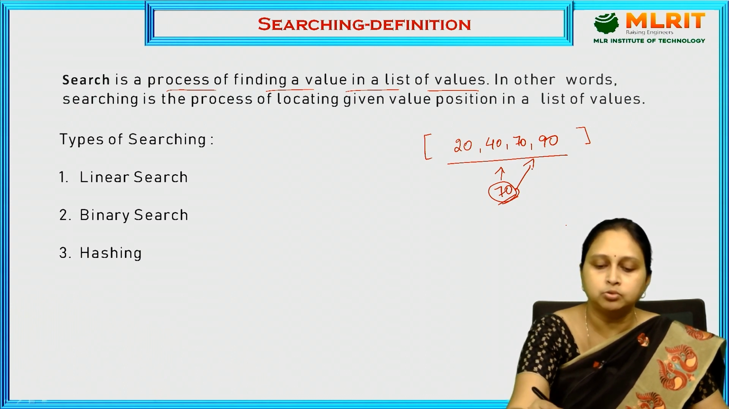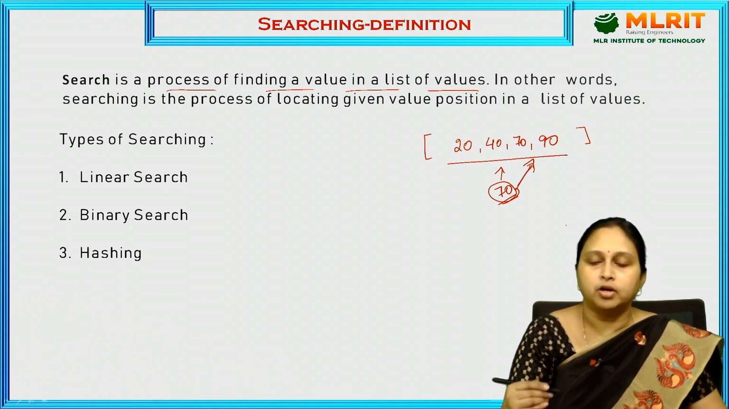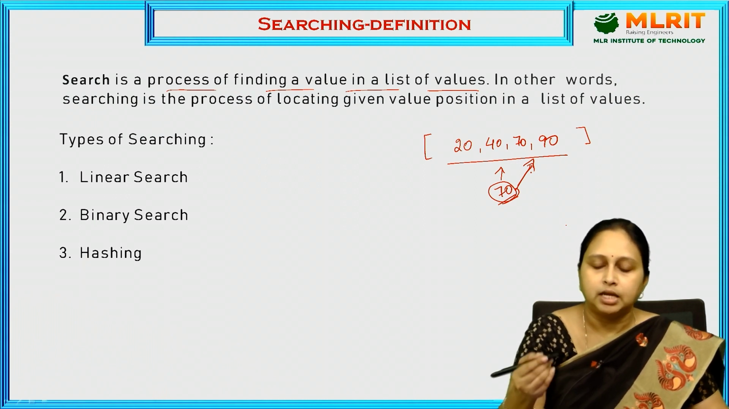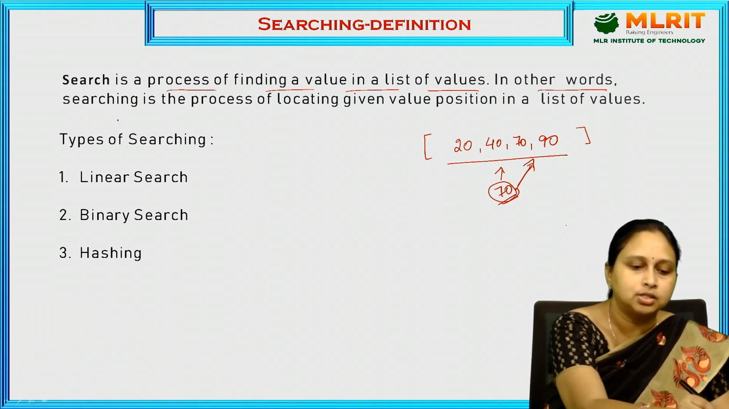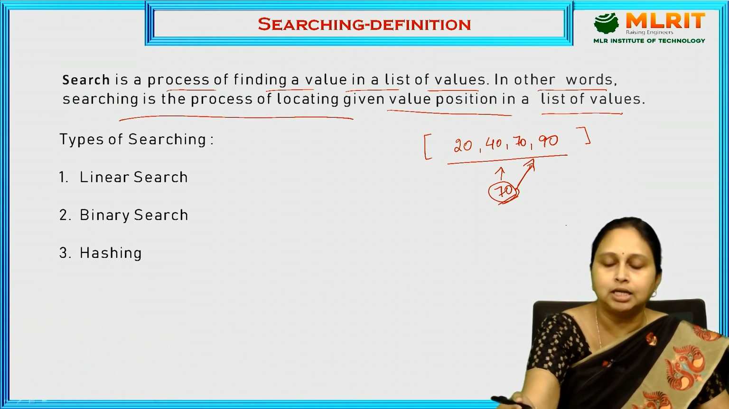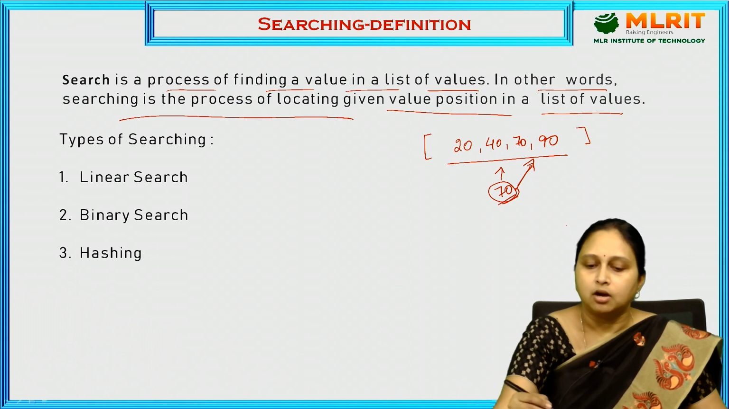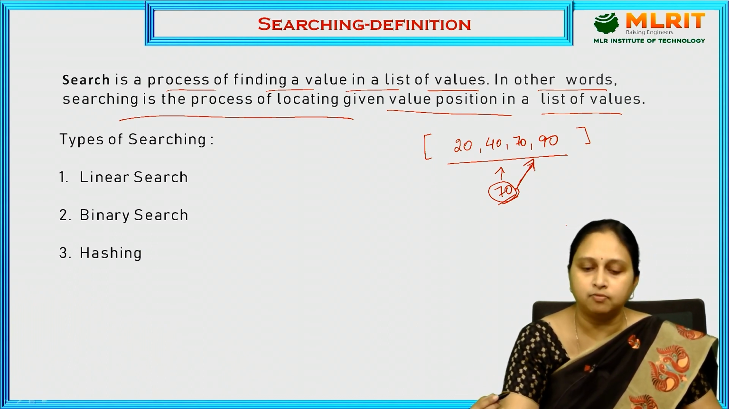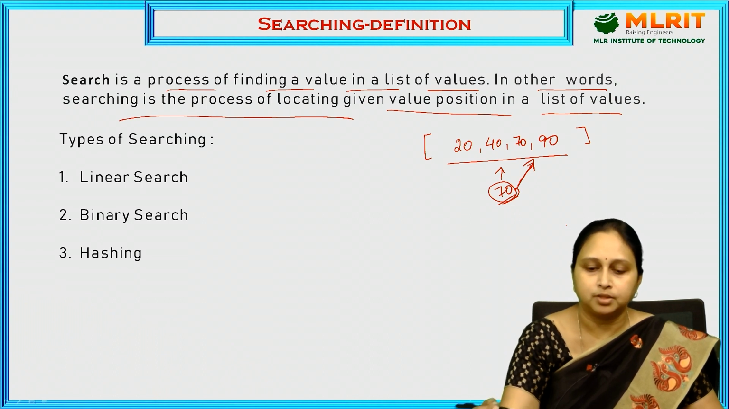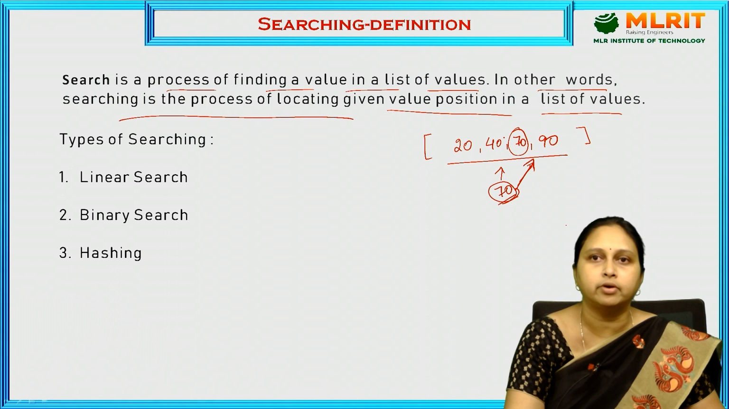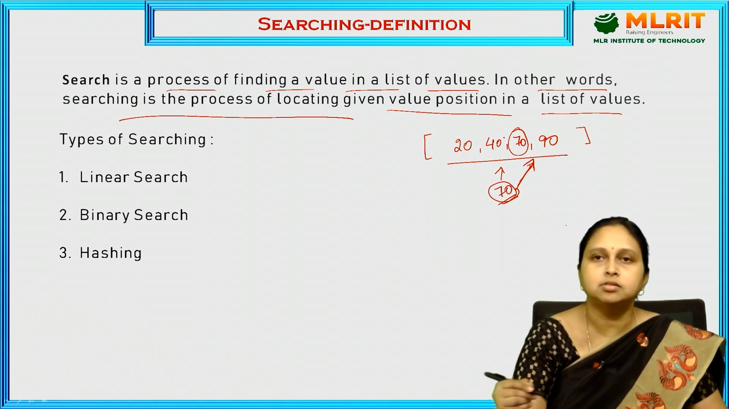If you are going to find that particular element, this is nothing but searching. In other words, we can say searching is a process of locating a given value's position in a list of values. Not only finding the element, we are going to find in which position it is present. That is, the position of 70, that also we are going to return. This is nothing but searching.